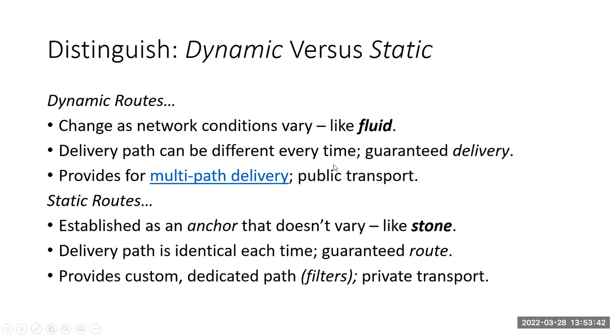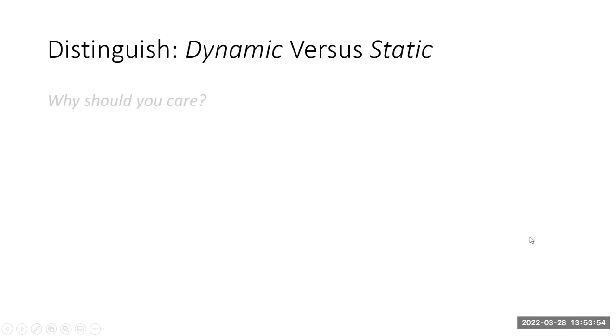Oh, we have a nuclear war. How do we get the message through? Dynamic routes. Oh, we have bad guys on our network. How do we make sure we catch them? Static routes. Yeah. We control what's fluid and what's solid.